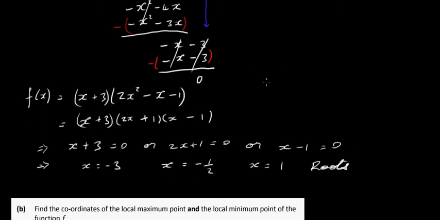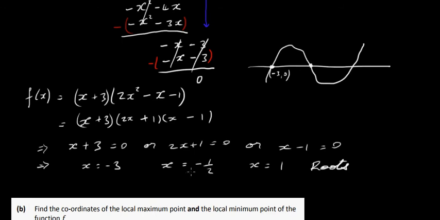So in other words, our function will look something like this, with our x-axis here, and this one here is going to be our minus 3, 0. This one here is going to be the minus half, 0. Remember, y is 0. And this one here, where it cuts the x-axis, that's going to be x is equal to 1, so that's going to be 1, 0 here. So our y-axis will be somewhere down along here, I think. Okay, that's fine. So let's have a look at the next part of our question then.